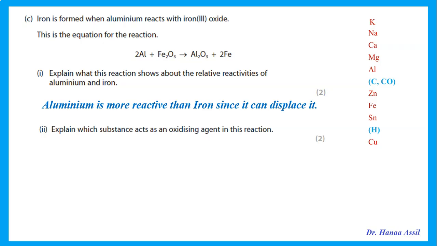Explain which substance acts as an oxidizing agent. Okay, let's take a look. This was the equation. Now, what happened to the aluminium? The aluminium changed into aluminium oxide. That is oxidation. So we say aluminium has been oxidized. That means it is acting as a reducing agent.